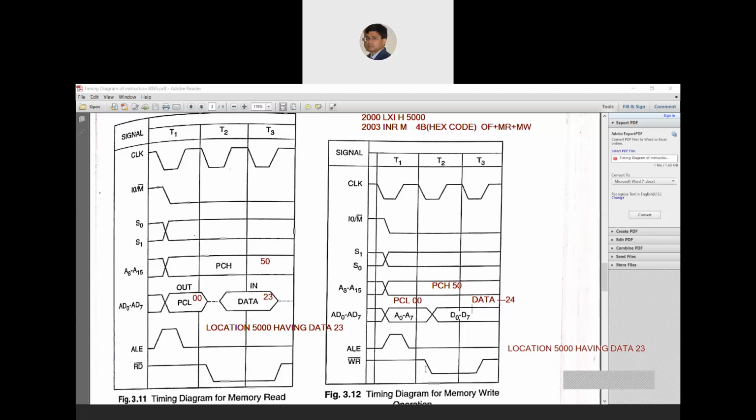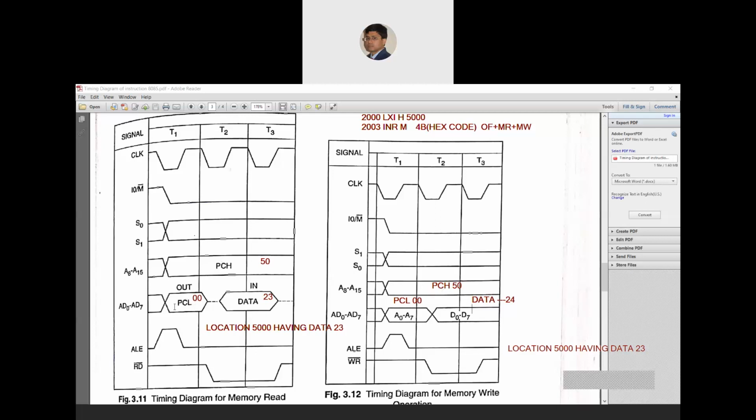So in conclusion I can say, if by mistake I draw the memory read diagram, it will give a similar kind of operation, provided that I am doing the same kind of operation, meaning memory related operation. I have to change only the read and write signal. It also requires three states, it has the clock, the same IO/M. The combination of S0 S1 will change, because it is a write operation and that is a read operation.